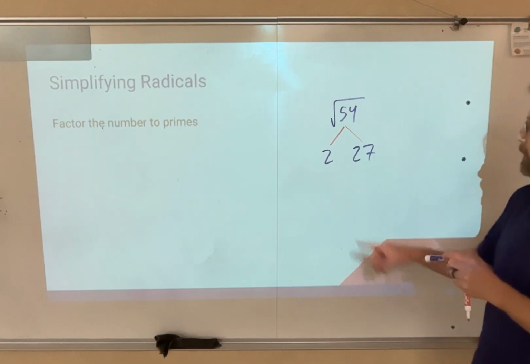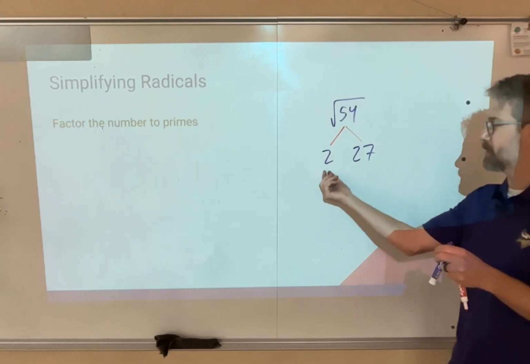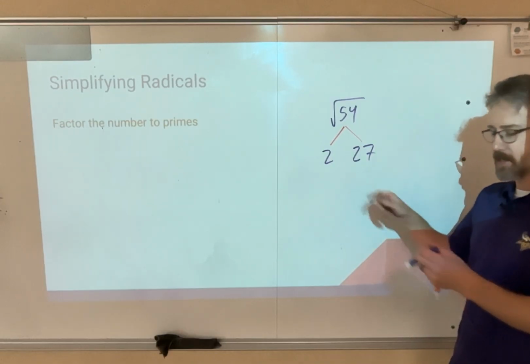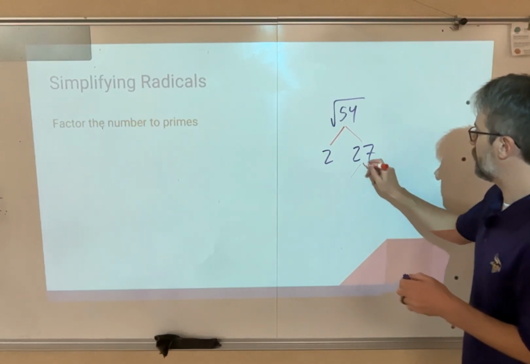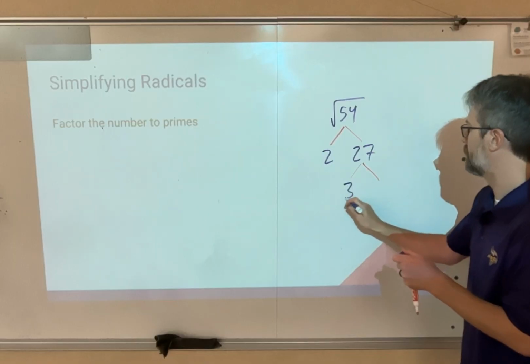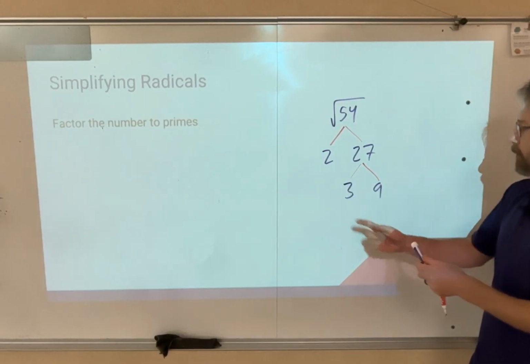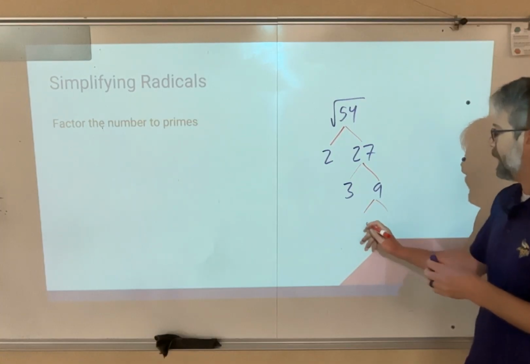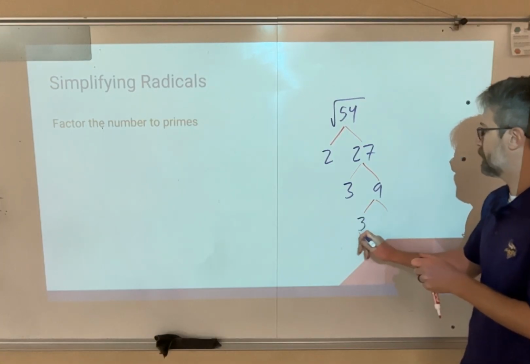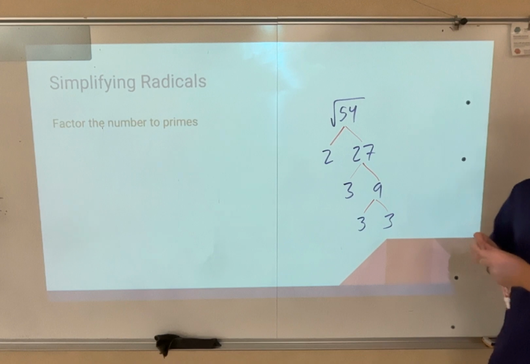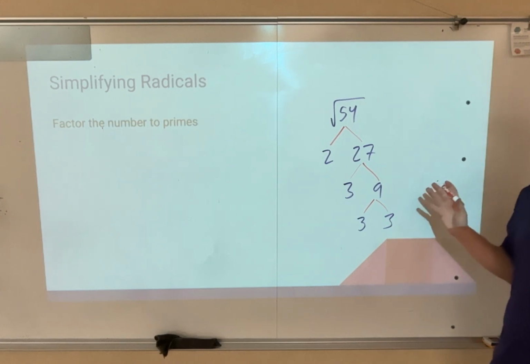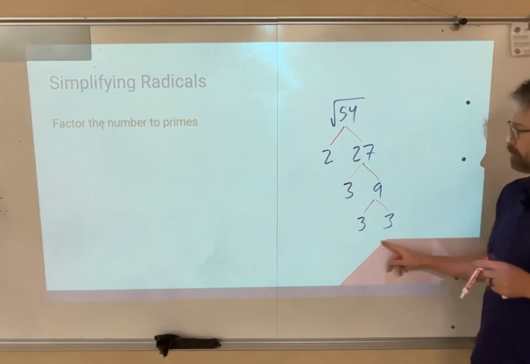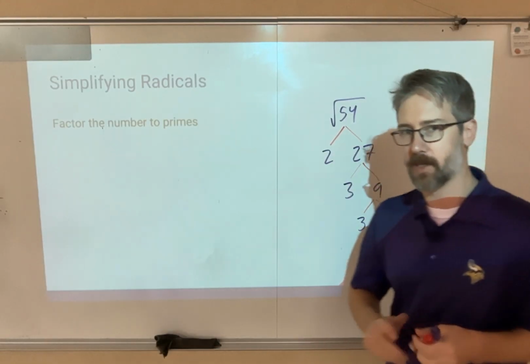All right, 27. Now I can't split 2 anymore, right? Because it would just split to 2 and 1. There's no point to doing that. But 27, that's divisible by 3. So we can go 3 and 9. Now 3 doesn't divide by anything other than 3 and 1. But 9, that divides to 3 and 3. So I know that I've done the prime factorization. All of these numbers at the ends of the branches, none of them can be split any further. So that is all done.